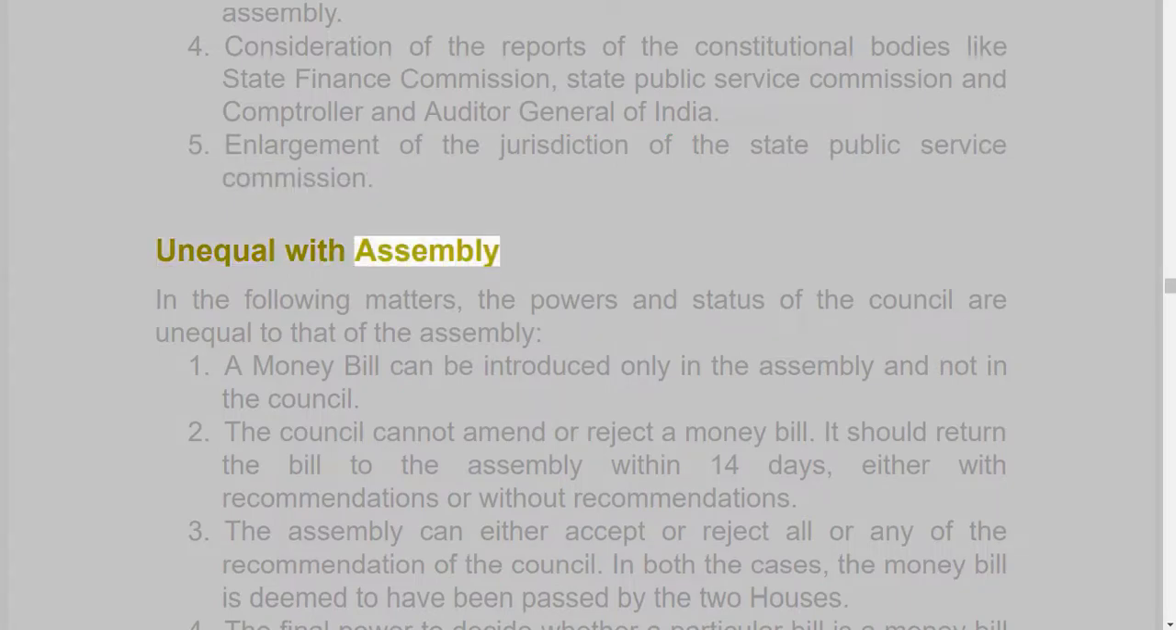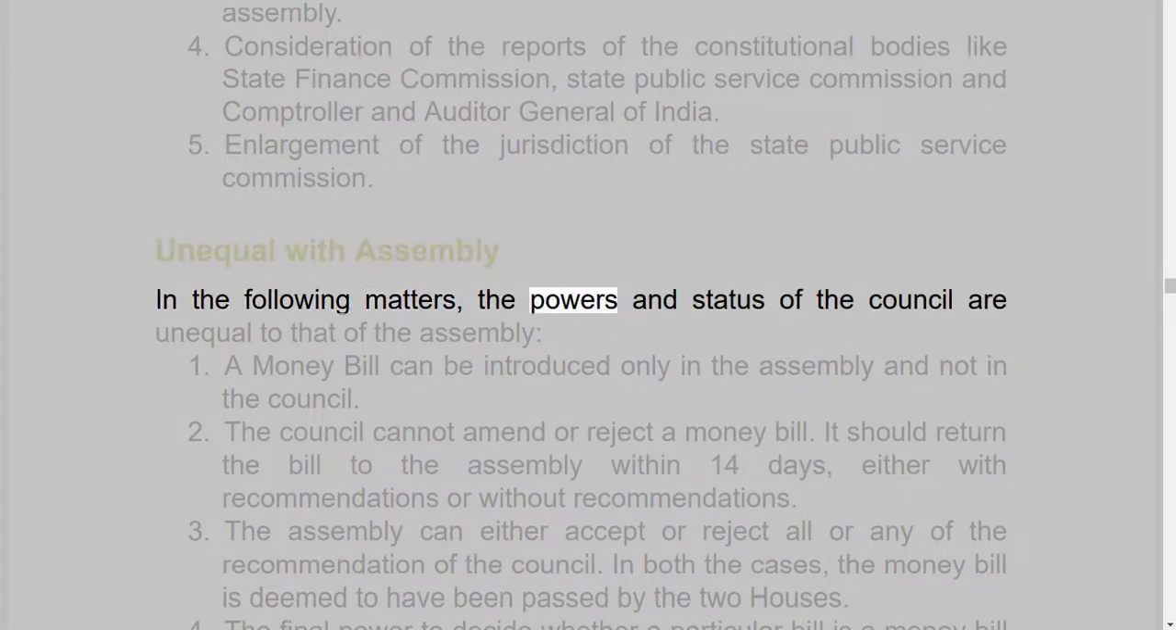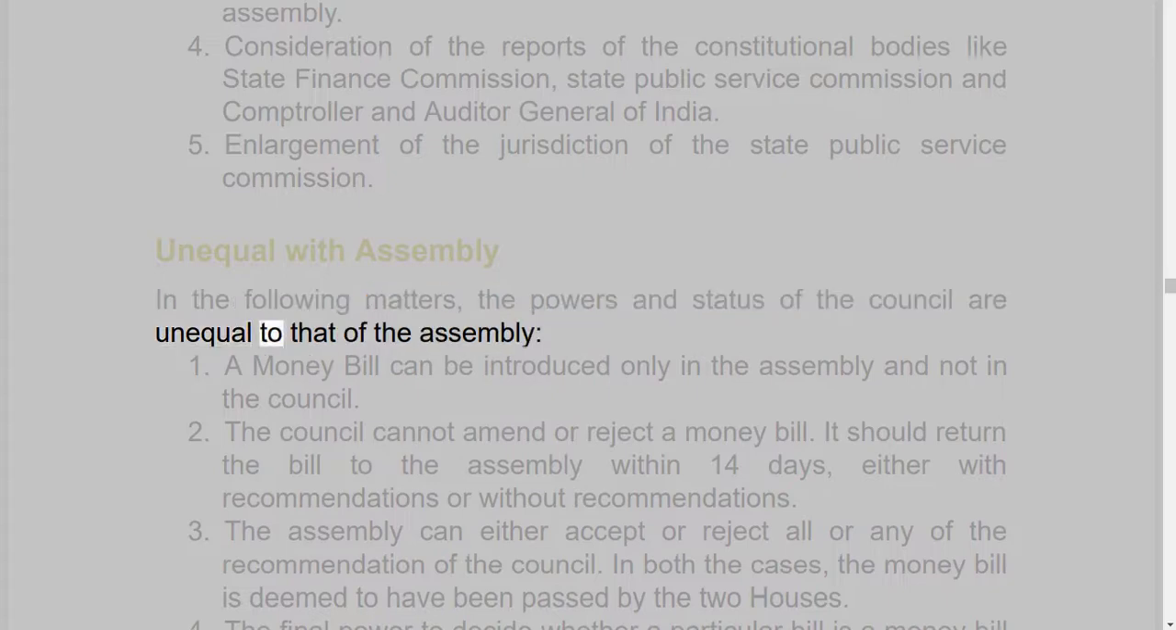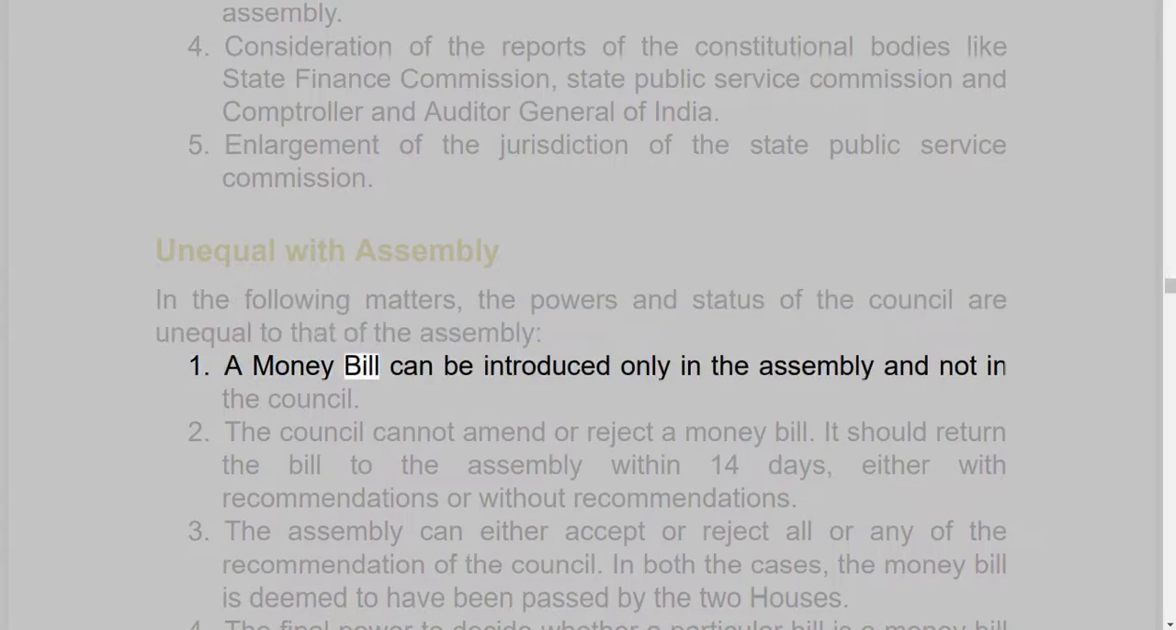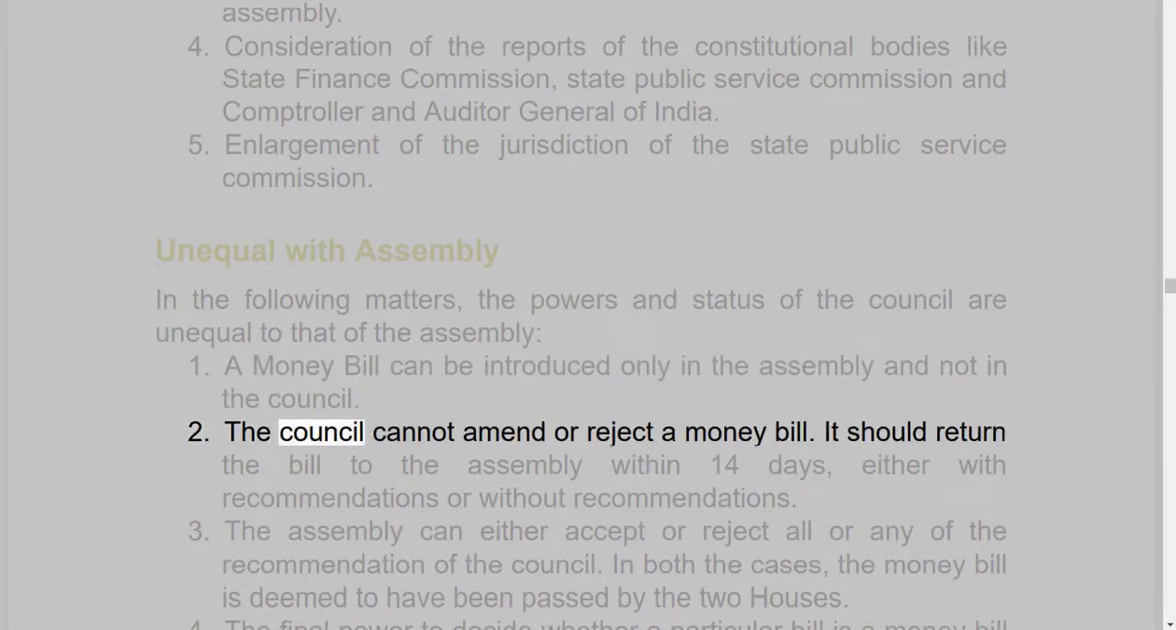Unequal with Assembly. In the following matters, the powers and status of the Council are unequal to that of the Assembly. 1. A money bill can be introduced only in the Assembly and not in the Council. 2. The Council cannot amend or reject a money bill.